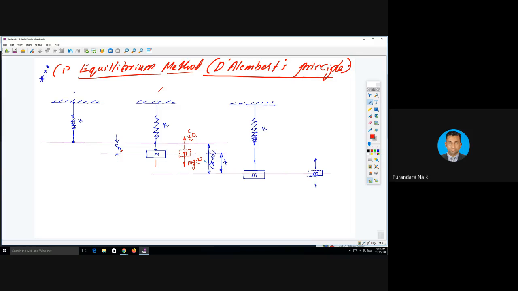Any doubt? Don't hesitate. I can explain it once again if you have any doubt. Hello? No, sir. No. Let us go to the next, third figure.